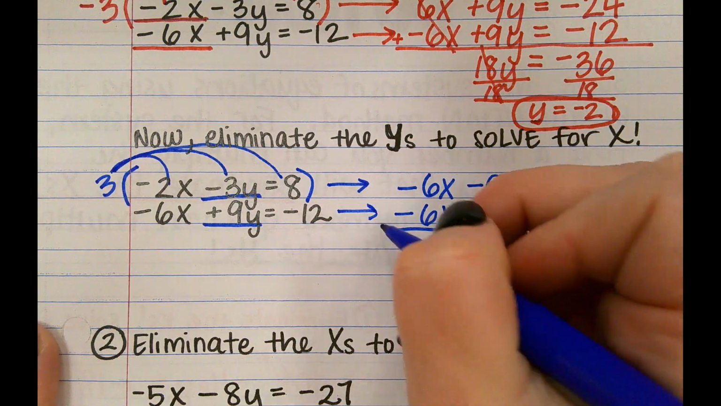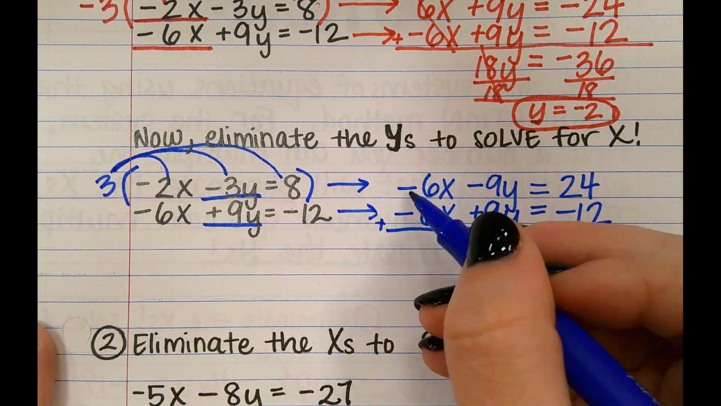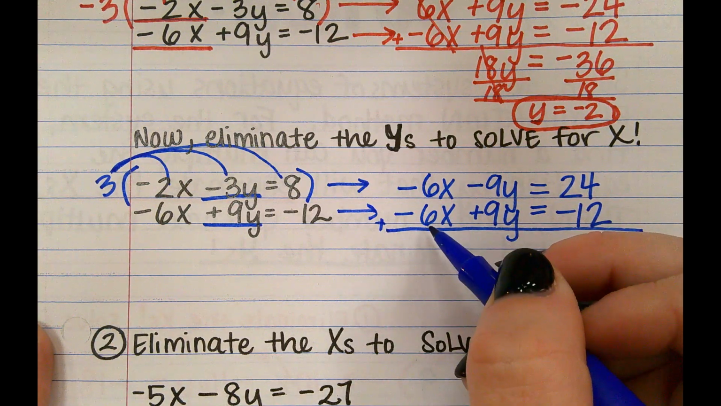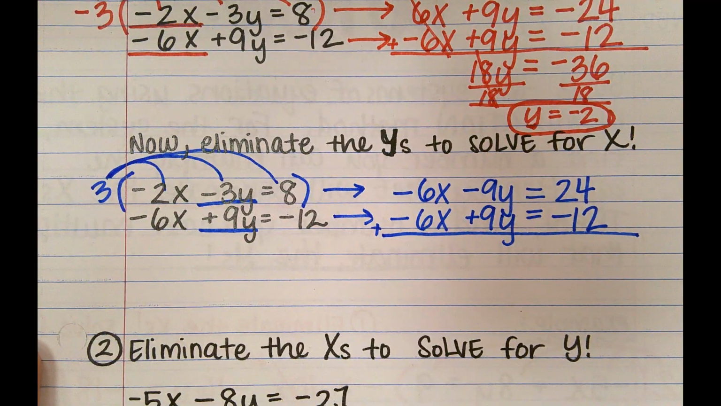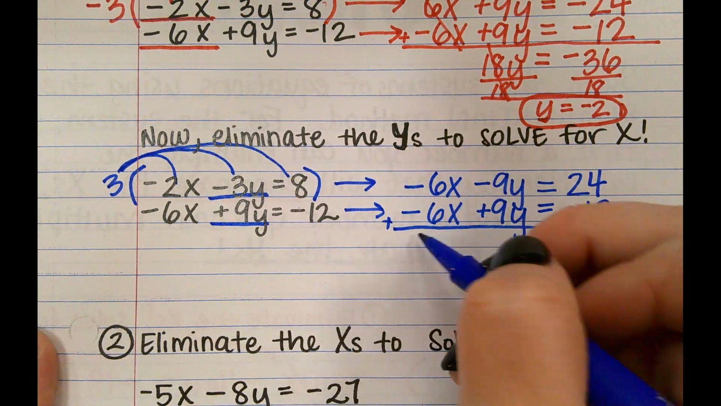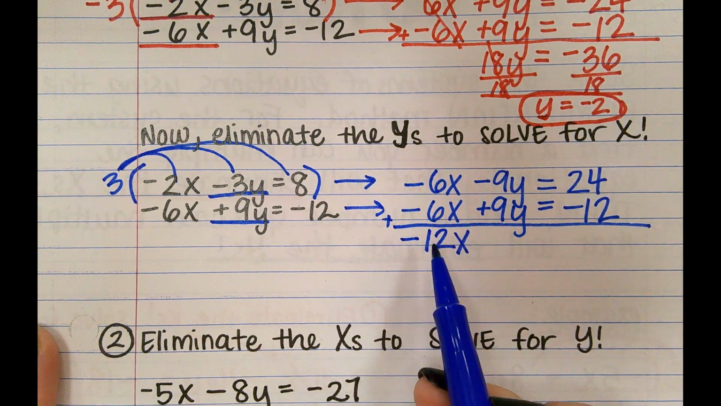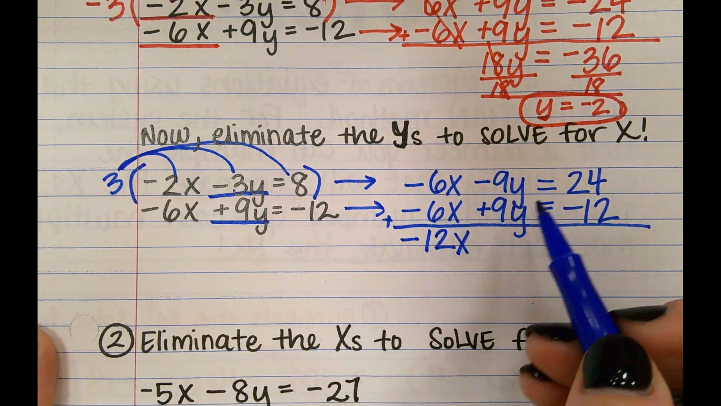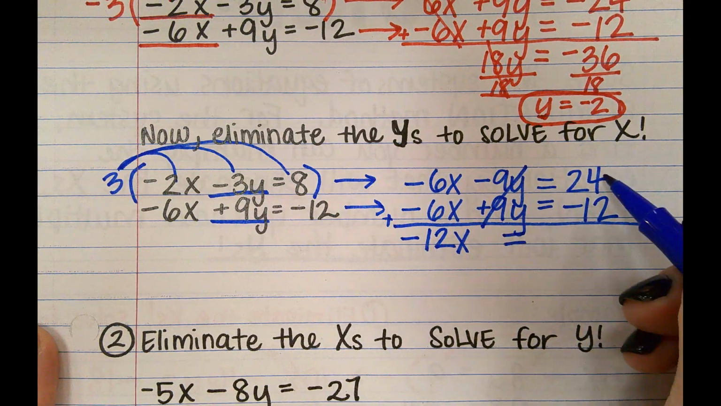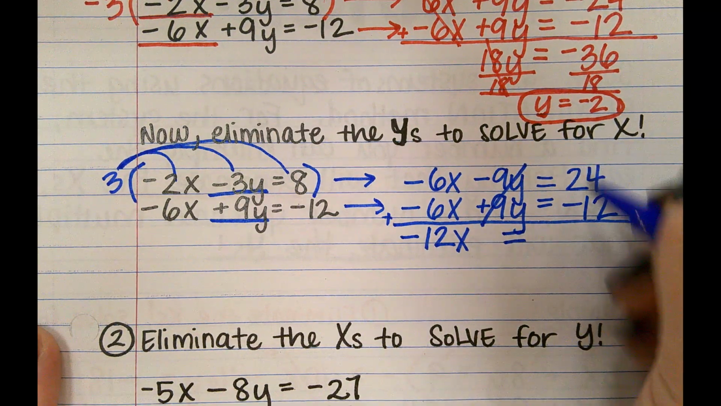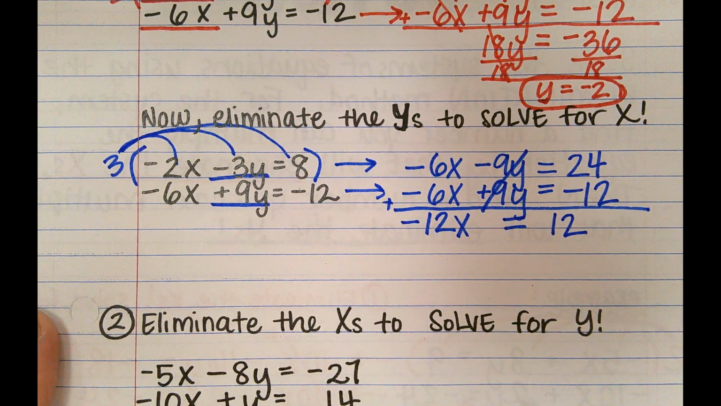Minus 6, minus 6. So what happens when I add negative 6x plus negative 6x? Minus 12. Yes. These don't cancel. We'll get negative 12x. Then our 9y and our minus 9y, those cancel. Equals 12. Well, 24 minus 12 is 12. X equals 1 minus 1.